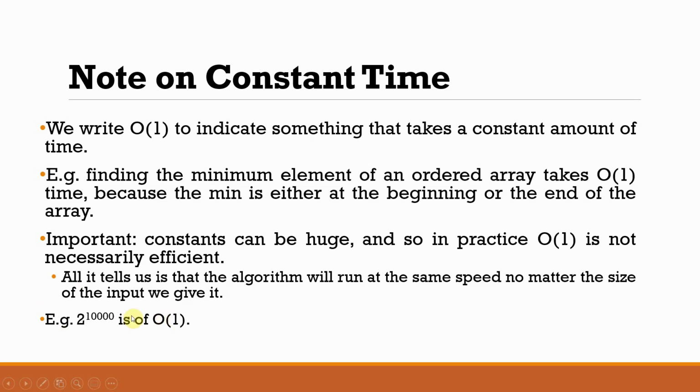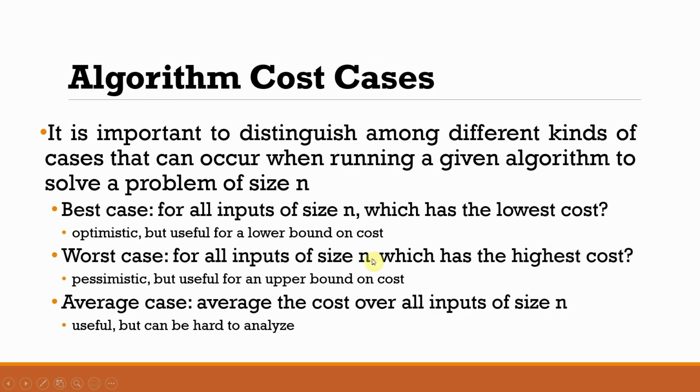So if a cost function is like 2 raised to power 10,000, it's still considered big O notation of 1, right? Because this doesn't depend on n. There is no n in it, right? So you have to consider that it's not always a desirable thing. You have to be careful about that as well.